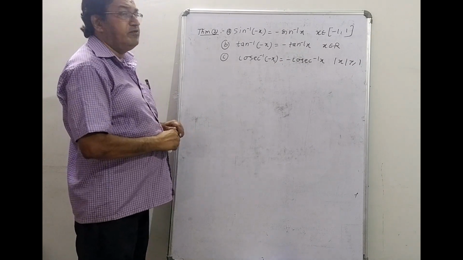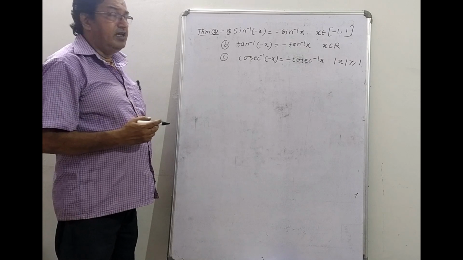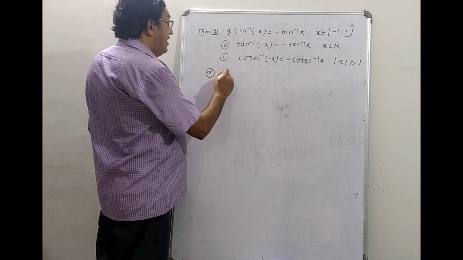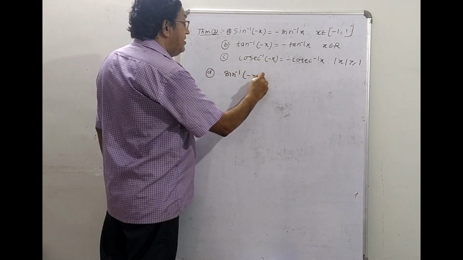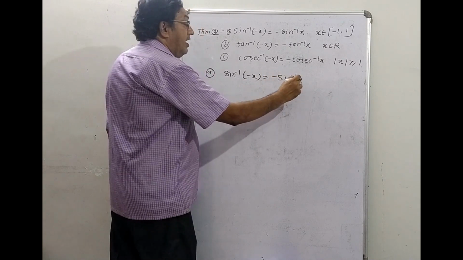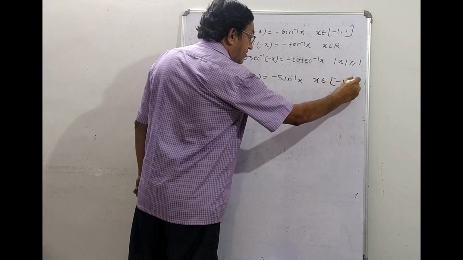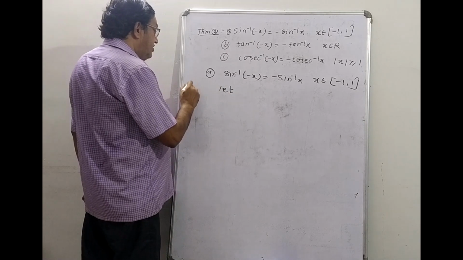Now I will prove the first part. The other two parts should be proved on the same basis. The first part is sine inverse of minus x is minus sine inverse of x, where x belongs to minus 1 and plus 1. So this is the proof.